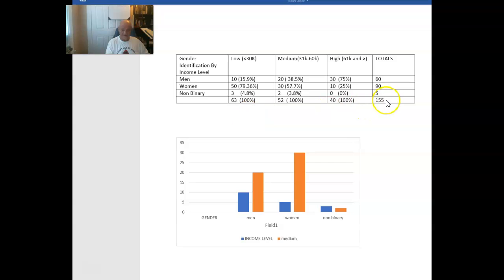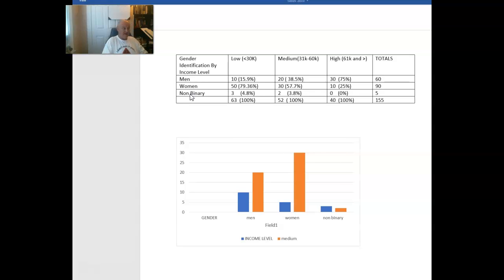N equals 155. I didn't put that down in the table. But we're talking about the number of people who, depending on their gender identification, fall into income levels, and I've given, again, some hypothetical data. Even though this is a little unreal, I've operationalized or specified exactly what I mean by low, medium, and high income levels. So here, the independent variable or the cause would be gender identification.